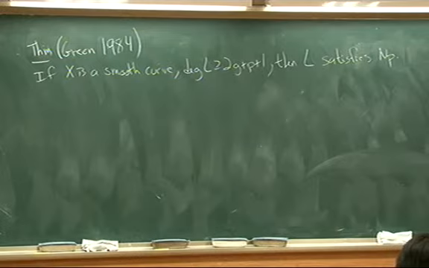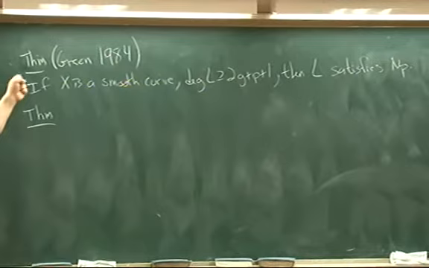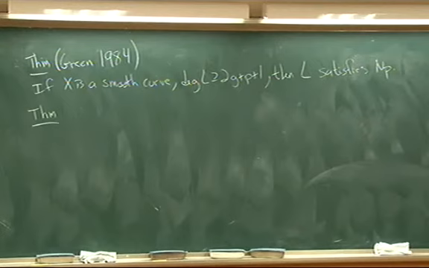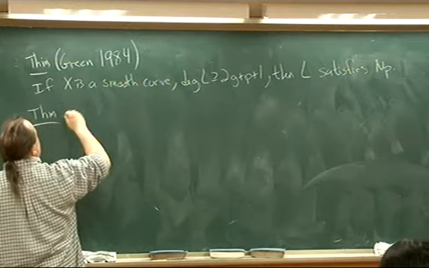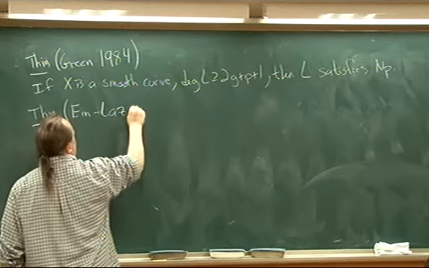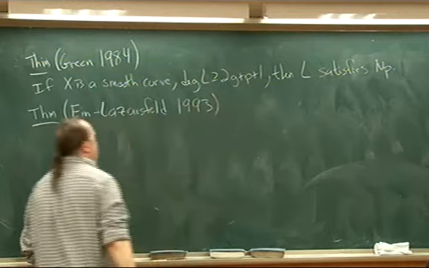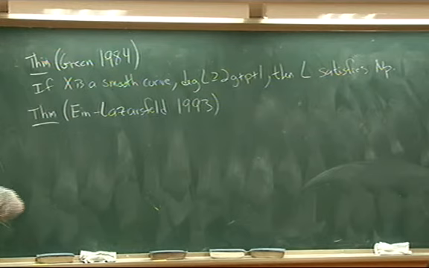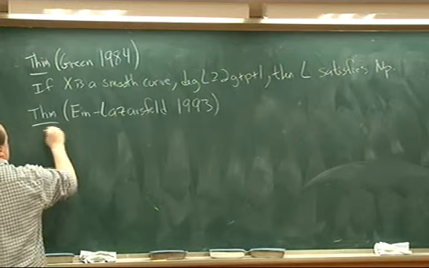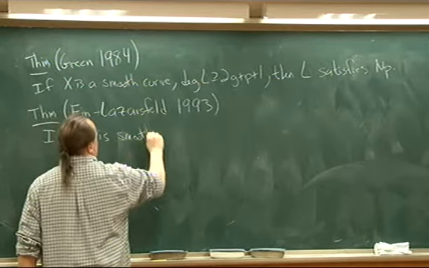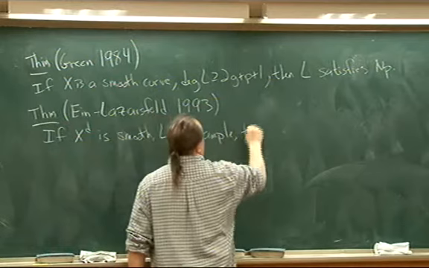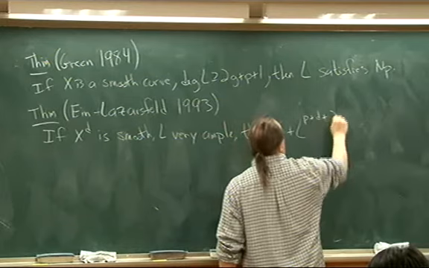Since this result, this property has been studied a lot for 25 years now, even a partial description of what is known would take up hours and hours. There's just too much out there. So just a couple high points. Aside from Green's result in 1984, Ein and Lazarsfeld in 93 showed that if you take a variety of dimension D and a very ample line bundle, then K plus L, P plus D plus 2 satisfies NP.